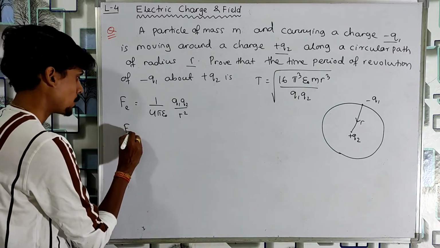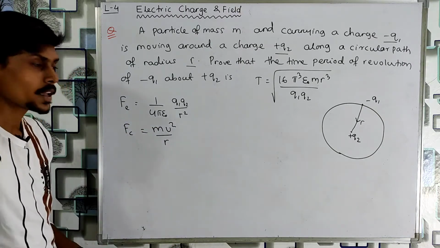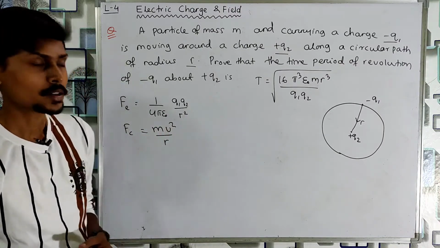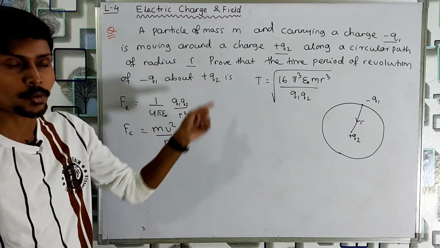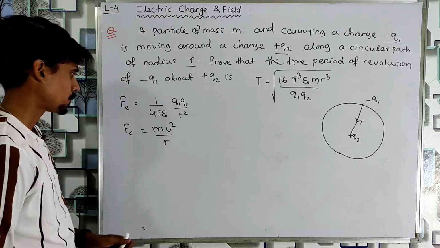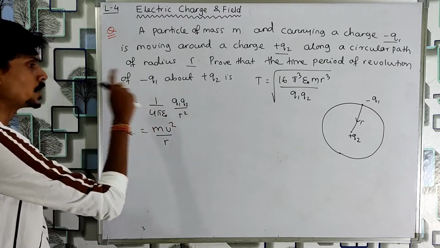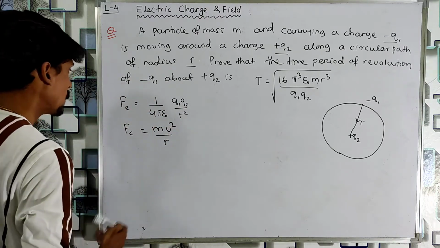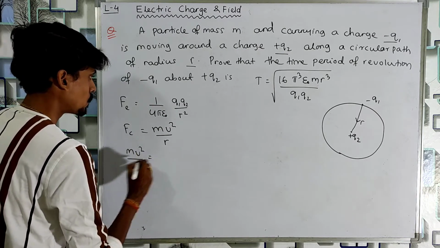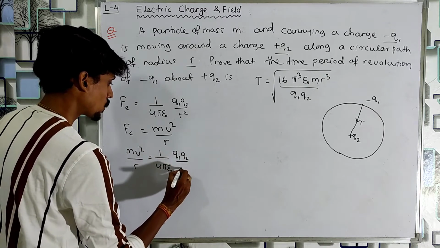The value of centripetal force is m v square by r. Is that clear? Fc equal to m v square by r. M is mass of the charged particle, v is the speed with which it is revolving around plus q2, and r is the radius. This centripetal force is provided by the electrostatic force of attraction. Is that clear? So I can write that m v square by r is equal to 1 by 4 pi epsilon naught q1 q2 by r square.